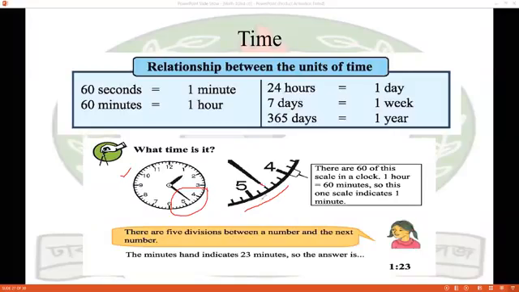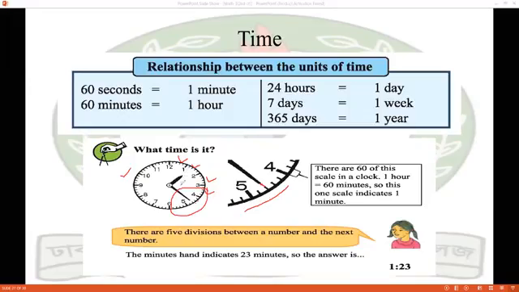So there are 60 scale marks on a clock. 1 hour equals 60 minutes. So one scale mark indicates 1 minute. We know that every hour scale contains 5 minutes, so there is 5 minutes, 10 minutes, 15 minutes, and 20 minutes. And there is 1, 2, 3. After 20 minutes, there are 3 minutes, so there is 23 minutes.